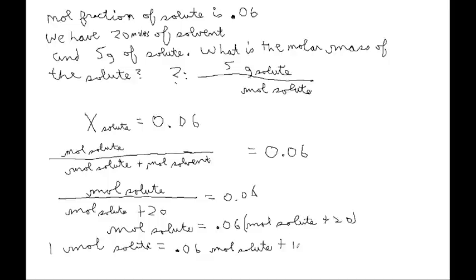Subtract 0.06 moles of solute. We get 0.94 mole of solute is equal to 1.2. And divide 1.2 by 0.94. And moles of solute is equal to 1.27.